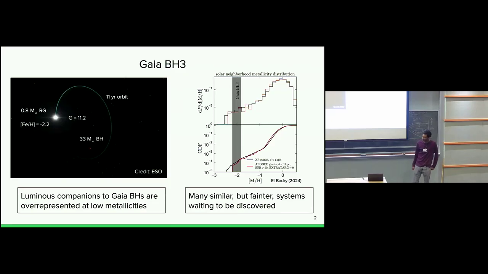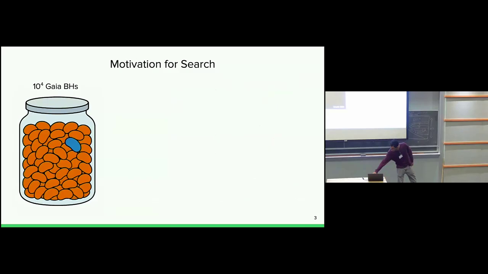So just to again emphasize the motivation for our search and why we look at low metallicity binaries, let's talk about jelly beans. So basically, I have this jar of jelly beans here that represents all of the Gaia black holes. Of course, we don't see this jar, but maybe based on what we know about jelly beans, we think that the majority of jelly beans, all but one of them, are orange, and there's only one blue low metallicity jelly bean. And then Gaia comes to us and draws 3 jelly beans from this jar, and we see Gaia Black Hole 3 as one of them, and then one of them is blue.